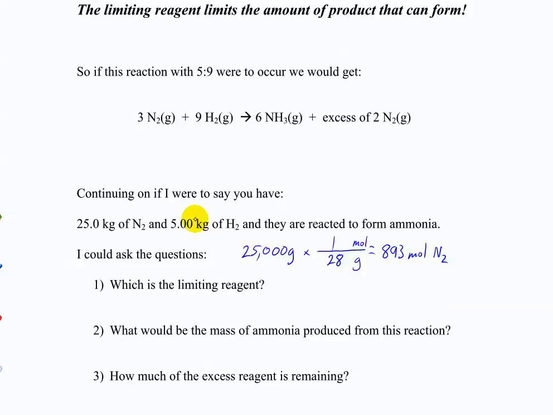All right, and let's do the 5 kilograms of hydrogen. Should have some more space here. So that's 5,000 grams of hydrogen divided by 2 grams per mole. That's 2,500 mole of hydrogen. Okay. So, which one is limiting?